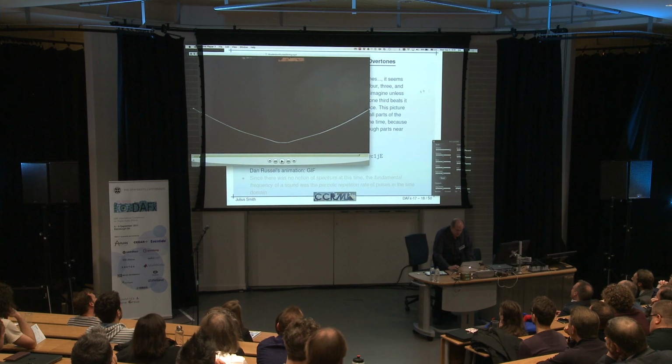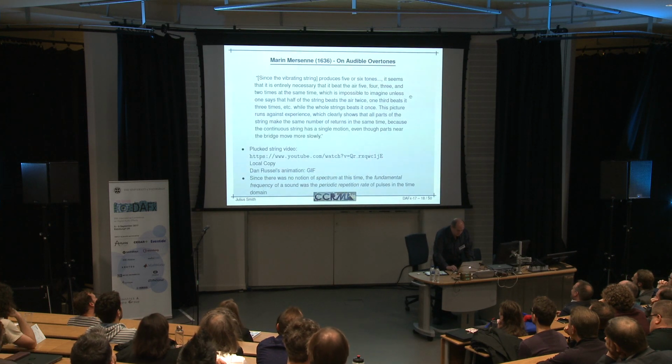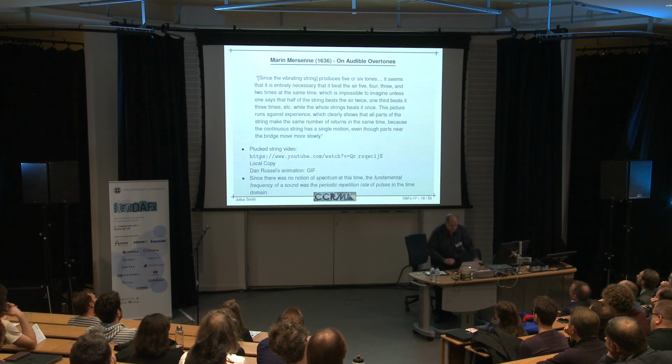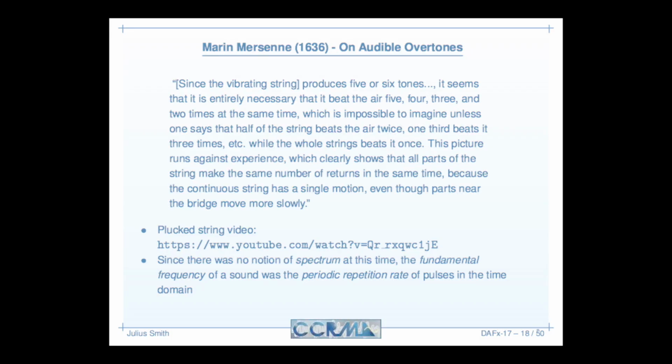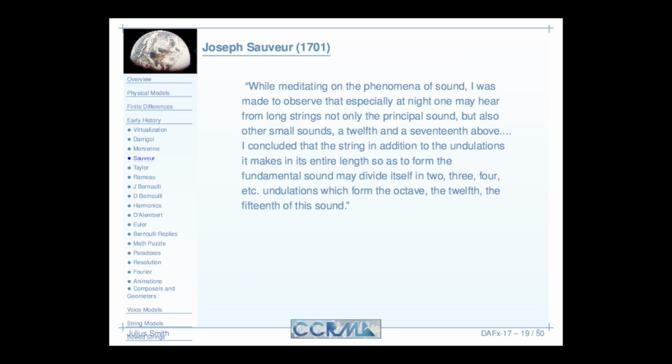D'Alembert and Taylor got wedged on this. Nobody could see overtones, and neither can I. I mean, where are they, right? You don't see them. So it was a very interesting time to figure things out. There was no notion of spectrum, and the fundamental frequency was just the periodic repetition rate. So you look at that motion and you think fundamental only. And Taylor concluded that it was fundamental only, and we'll get to Taylor, the same Taylor of Taylor series, shortly.